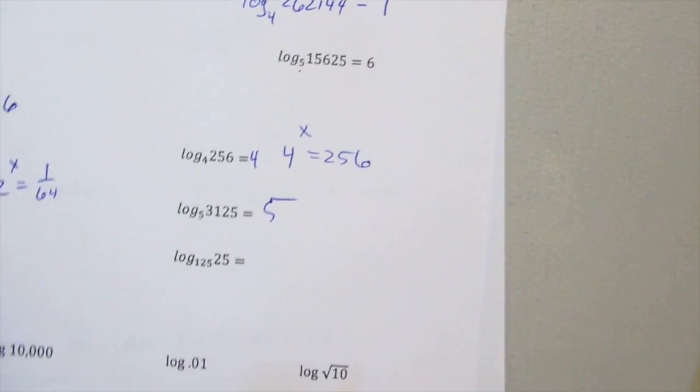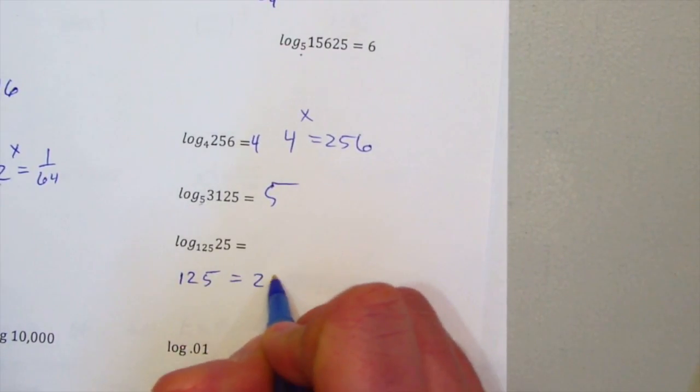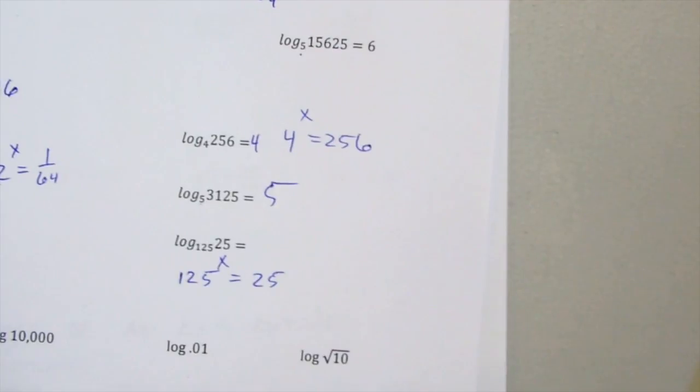Here's a trickier one. We're going from big to small, so I have 125 turned into a 25, and I want to know what power does that. This one's tricky. Right away I want to say, hey, 1/5, because 25 is 1/5 of it. But remember, it's exponent. So here's what I have to do.